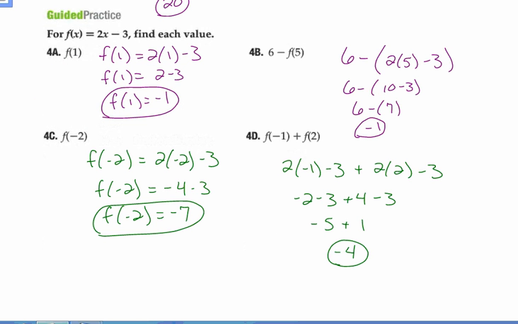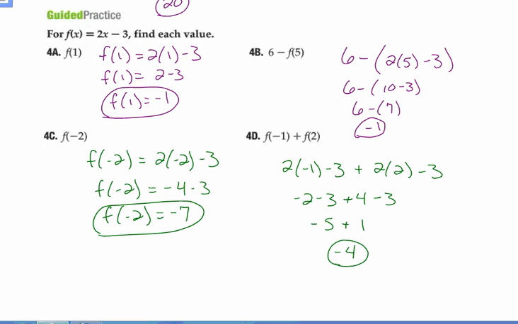Okay, 4a and 4c are pretty straightforward because, again, they're saying plug a 1 in for x and solve. So f of 1 equals negative 1 is our answer, that when x is 1, y is negative 1. When x is negative 2, y is negative 7. B and D are a little bit different.